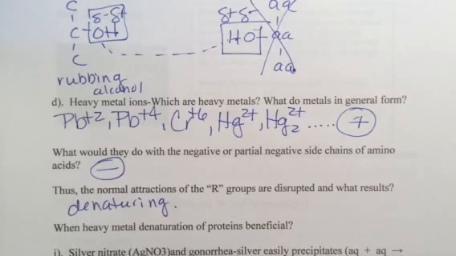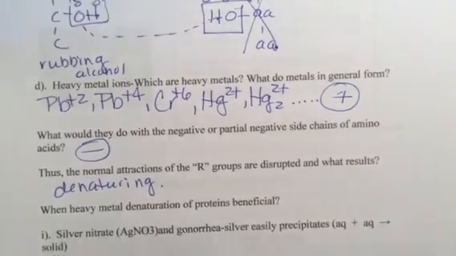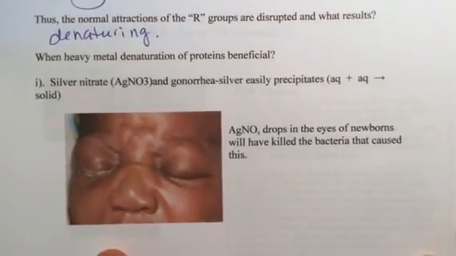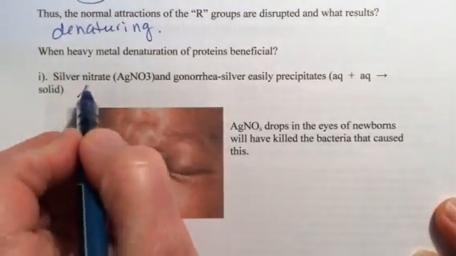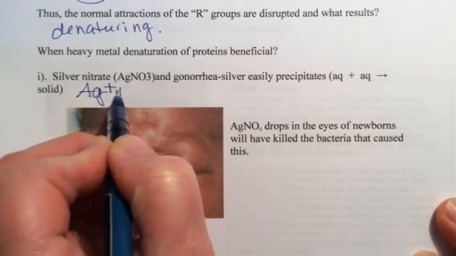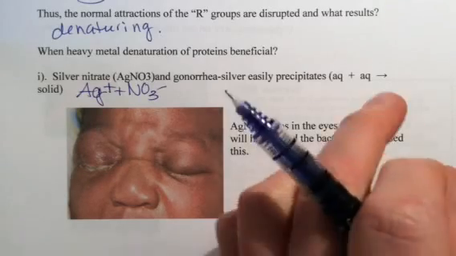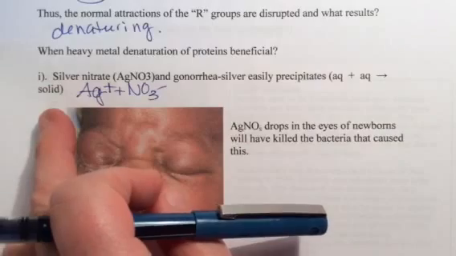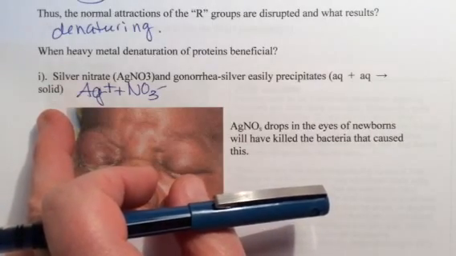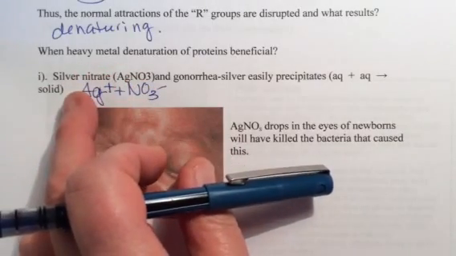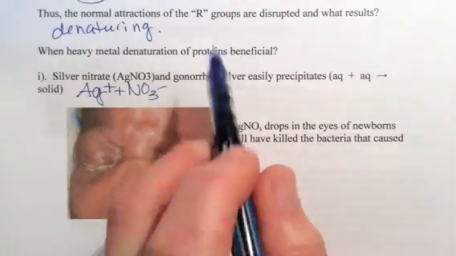Okay, now denaturing isn't always terrible. It's certainly terrible if you've got bacteria. And so an example of this is the use of silver nitrate, which forms silver ion and nitrate ion in solution. And silver very readily precipitates, meaning we form an aqueous plus an aqueous yields a solid. Okay, it's got this plus charge. It's going to attract these negative R groups.